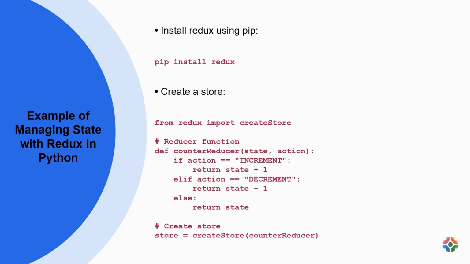To install Redux using pip, execute the command pip install Redux in your command line interface. Next, you can create a store using Redux. Start by importing the createStore function.